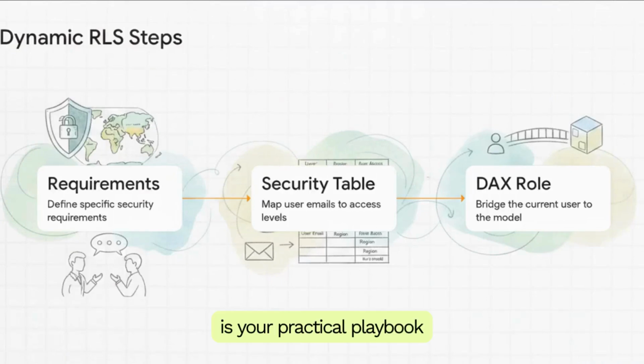Here is your practical playbook for constructing this dynamic, data-driven security model in Power BI. It happens in 3 really logical steps. First, define your specific security requirements. You should never apply random filters just based on a gut feeling, okay? Consult your security officers to confirm that, for example, data must be secured specifically by region.